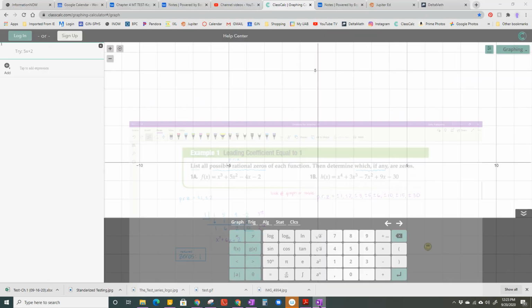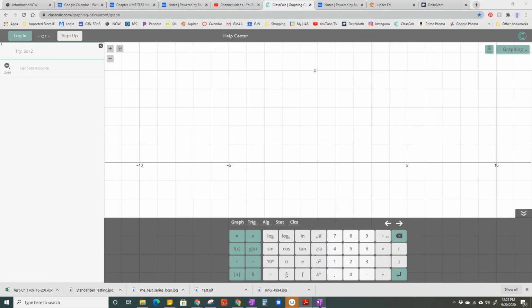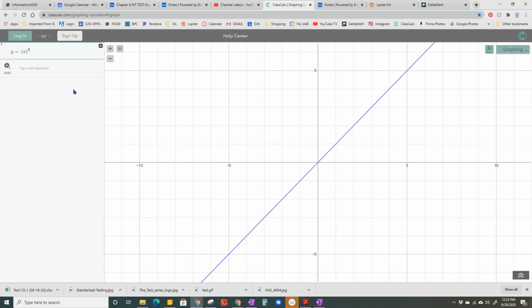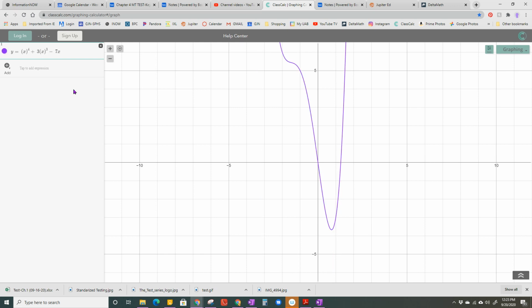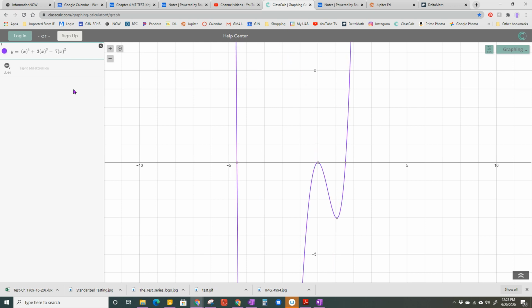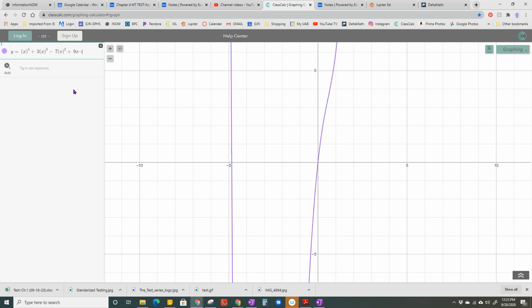So in ClassCalc, all right, my polynomial, we're going to type it in up here. I'm on the graphing tab, y'all. Not scientific, not matrix. Okay, on the graphing tab. So I'm going to type in y equals x to the fourth. Come down from that, plus 3x cubed. Come down from that, minus 7x squared. Come down from that, plus 9x minus 30.